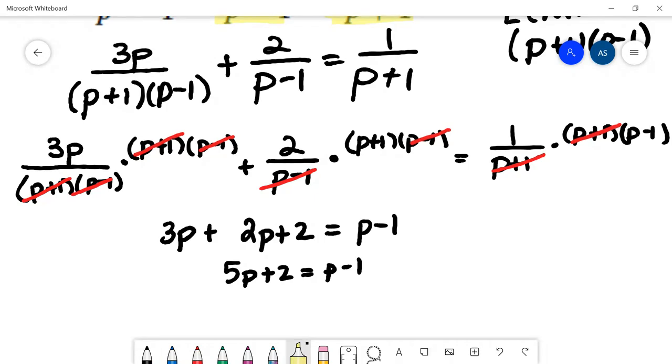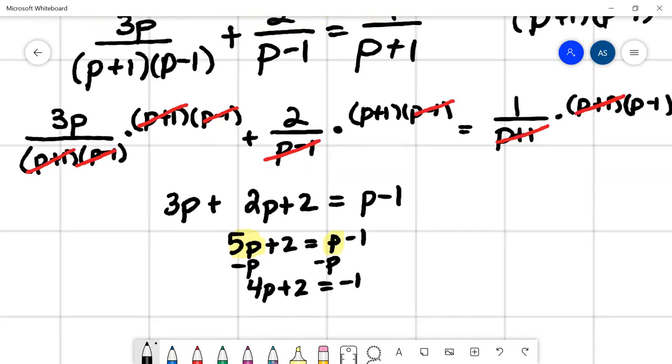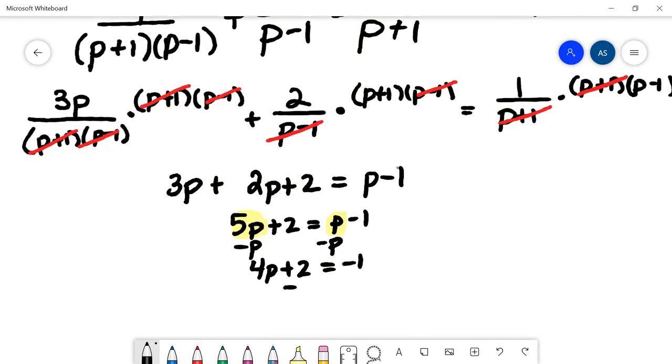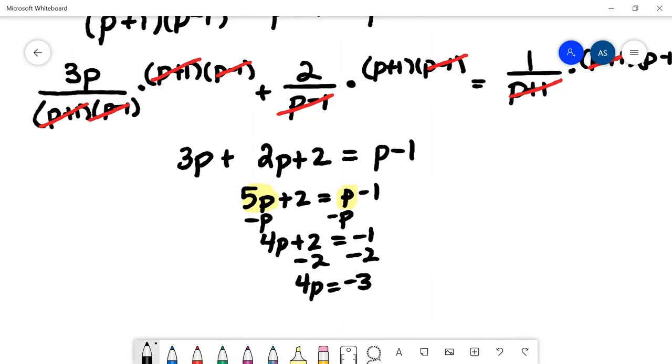We once again have a linear equation because my p's are to the first power. I'm going to collect them, so I'll subtract p. That's 4p plus 2 equals negative 1. Now I'll get p by itself, subtract 2. 4p equals negative 3. And finally, divide by 4, and p equals negative 3/4.